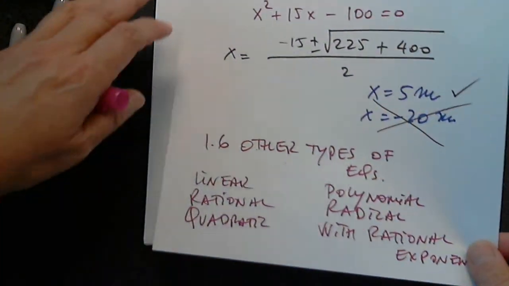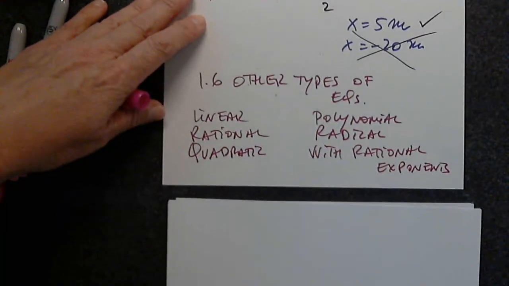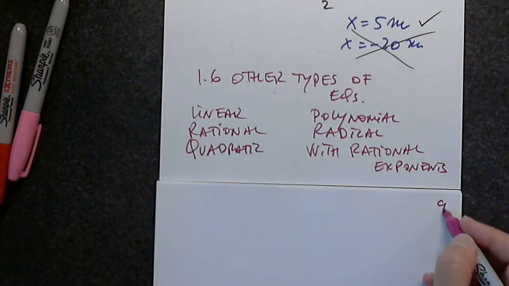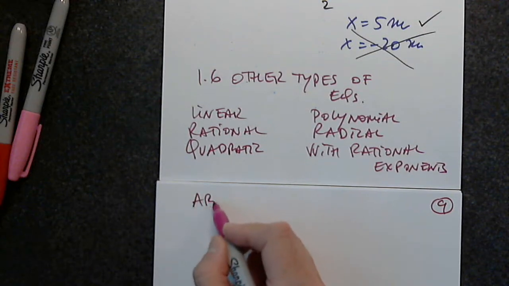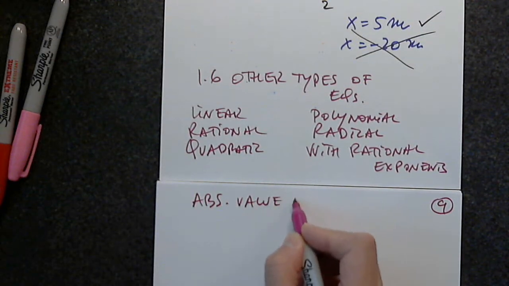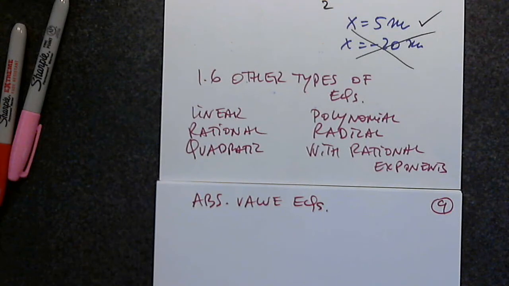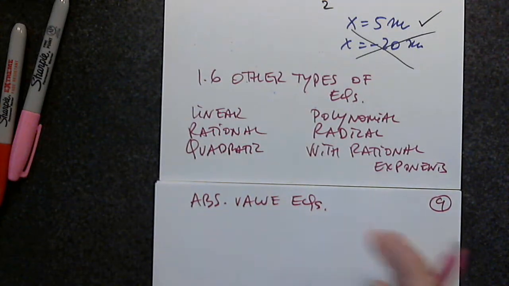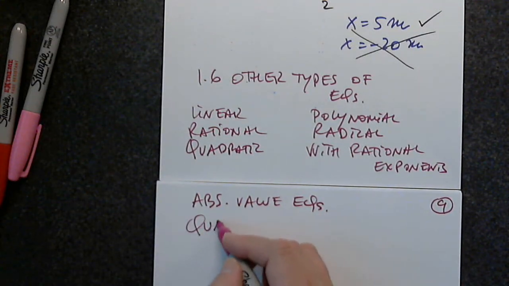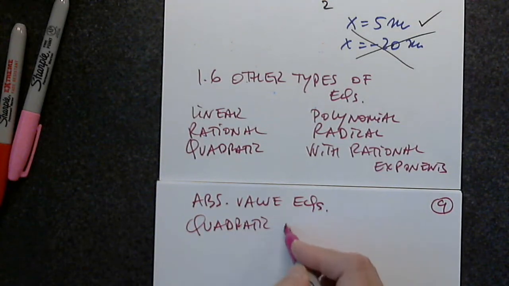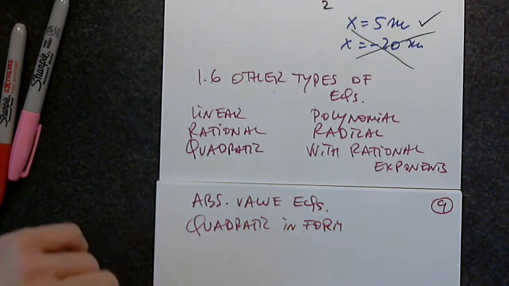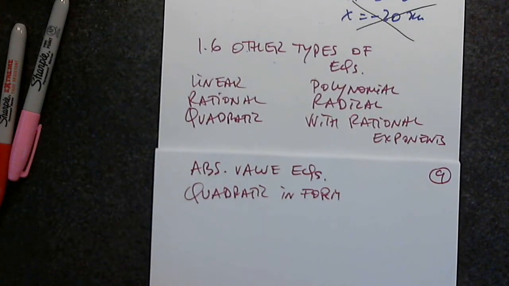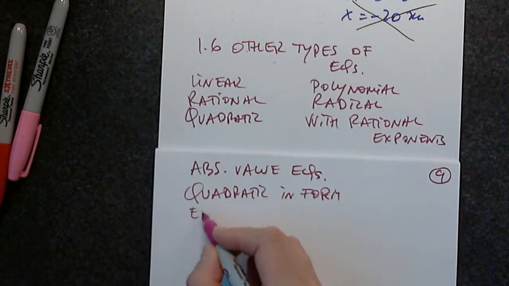I think, in my opinion, they're a little weird. Not difficult, but we are going to look at equations with absolute value. We are going to look at quadratic in form. Not quadratic, but quadratic in form, with a substitution, yeah. Just called differently.